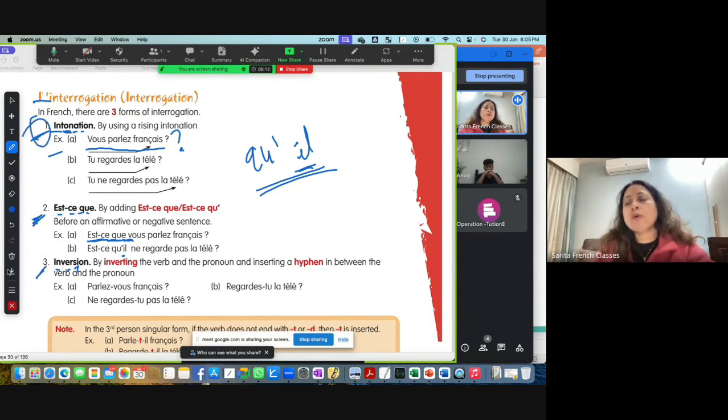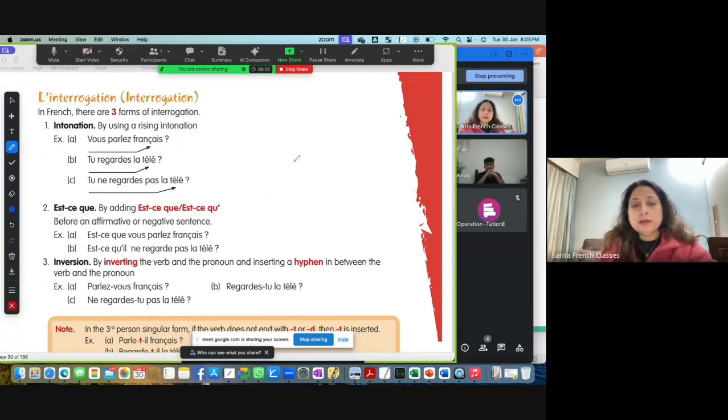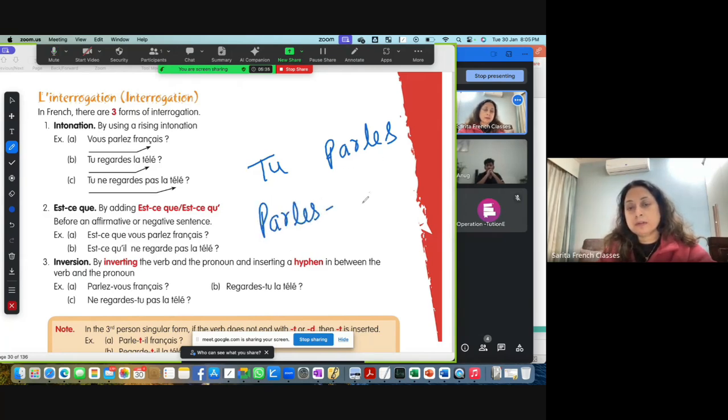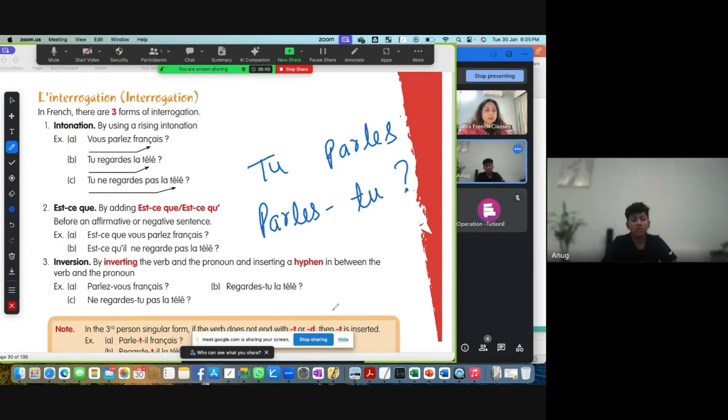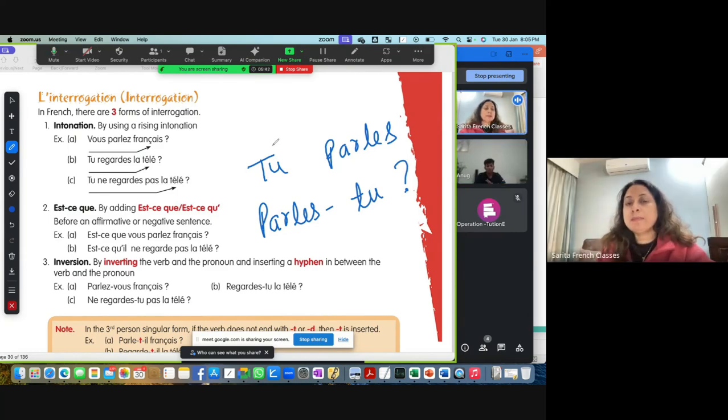Inversion is more for lower classes, like class 3, 4, when people don't know how to invert and all these things. So in inversion, normally we conjugate like tu parles. But in inversion, what we will do is replace the place. So it will be parles-tu? We are inverting the place. So this is called inversion, the inversion of the place.